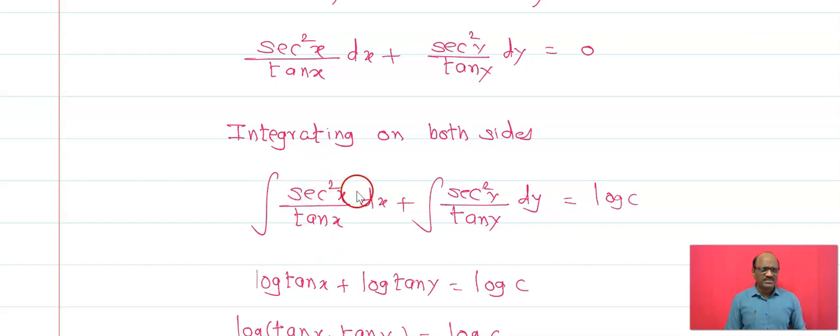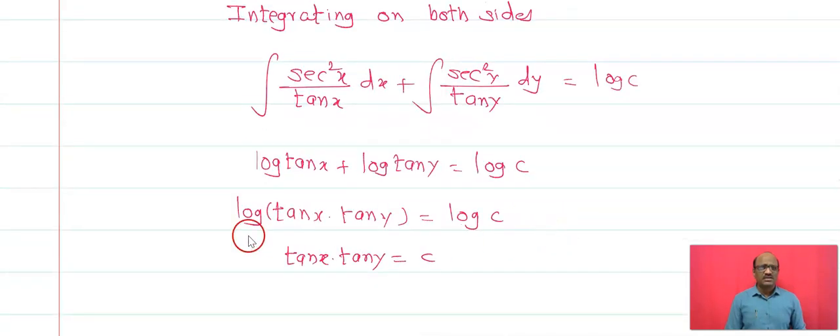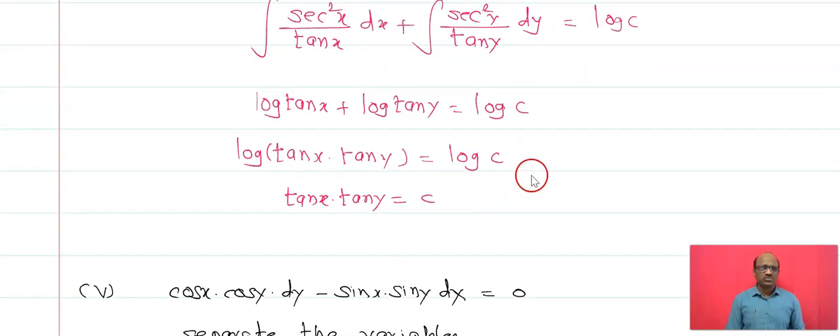Therefore the integral of sec square x upon tan x is the log of tan x. And what about the integral of this? That is the log of tan y, and that's equals to log c. Therefore, log of tan x into tan y is equals to log c. And take antilog on both sides, then you will get tan x into tan y, that's equals to c. This is the required solution.